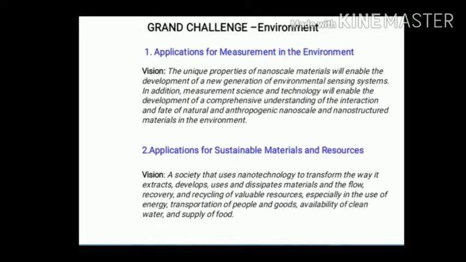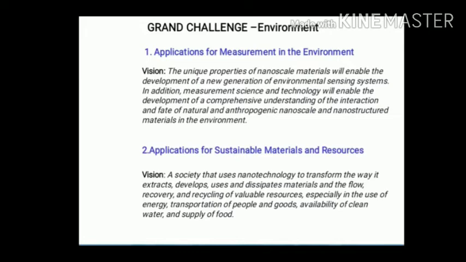The vision: the unique property of nanoscale materials will enable the development of a new generation of environmental sensing systems. In addition, measurement science and technology will enable development of a comprehensive understanding of the interaction and fate of natural and anthropogenic nanoscale and nanostructured materials in the environment.